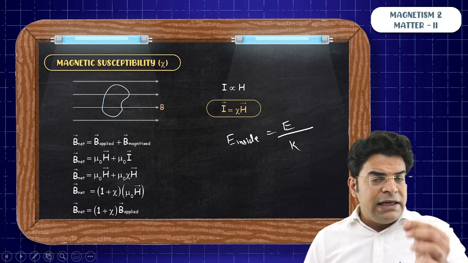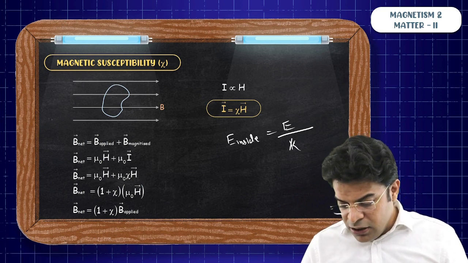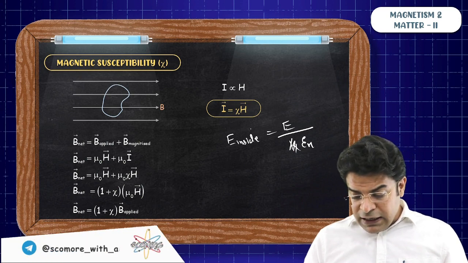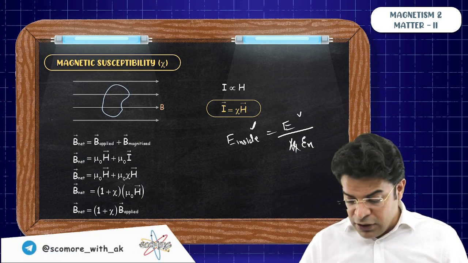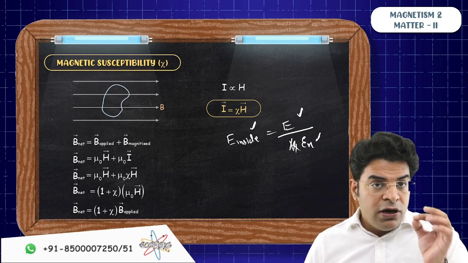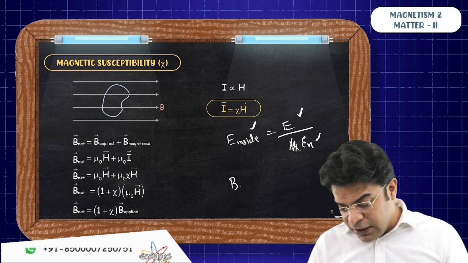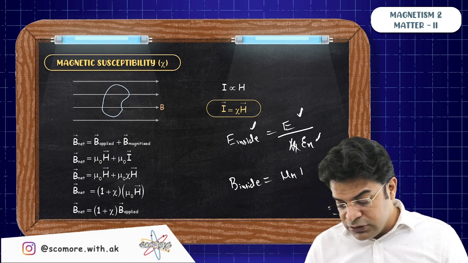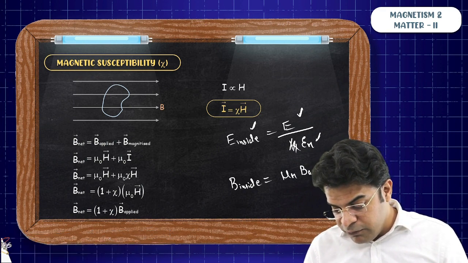And I said that dielectric constant and relative permittivity are synonyms. So we can write the electric field inside equals the applied electric field upon the relative permittivity. Similarly, we say that the net magnetic field inside equals mu r times the magnetic field applied. Sir, from where do we get this?